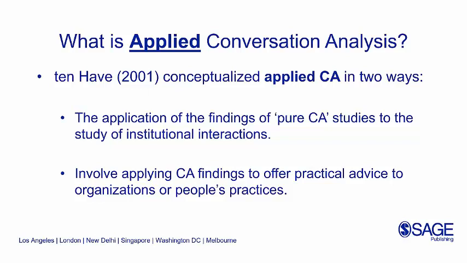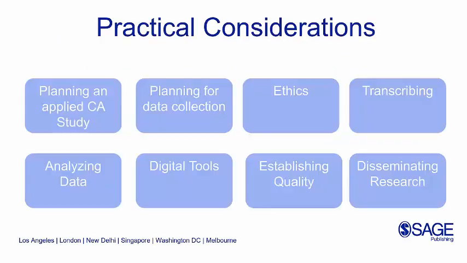A second thing to keep in mind is that applied CA can be thought of as including the efforts that are involved in applying CA findings to offer really practical advice to organizations or people's practices. Michelle's going to actually offer us an example of that. And I'll just say as a side note, Charles Antaki has done some additional writing around the ways in which we conceptualize applied CA as having a variety of different types or approaches. We're not going to get into that today. However, this might be a useful thing to explore if you're interested.